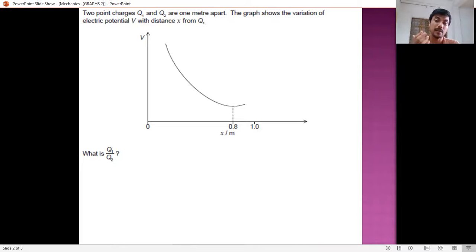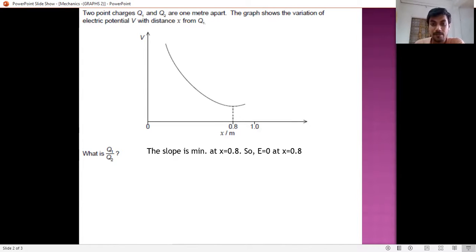If you think of it, the gradient of a potential versus distance graph, which is delta V upon delta X, is actually nothing but electric field. So what the graph is suggesting very subtly is that the resultant electric field at that point is 0. Now, how can we get the electric field due to these 2 point charges? We know that we have the expression of electric field available to us. So let's see whether we can make use of it.